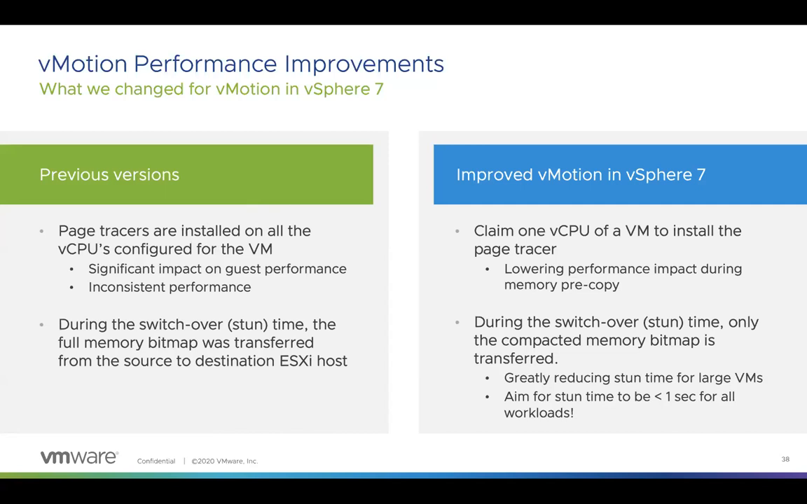And as I mentioned, even for the stun time, the goal for us is to be less than 1 second even for a large scale workload with some 256 vCPUs and 6 TB of vRAM. Even for such kinds of workloads, we are aiming to have the stun time less than 1 second. So that is where we have done optimizations with vMotion in terms of vSphere 7 capability.